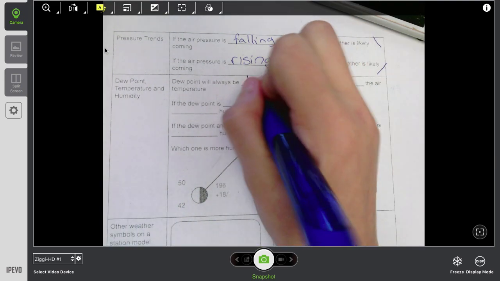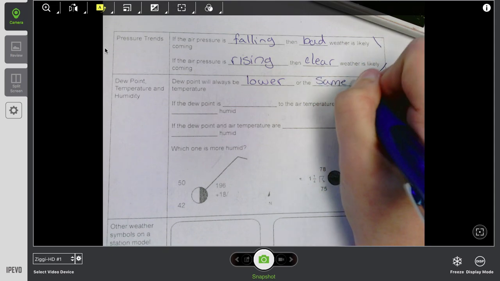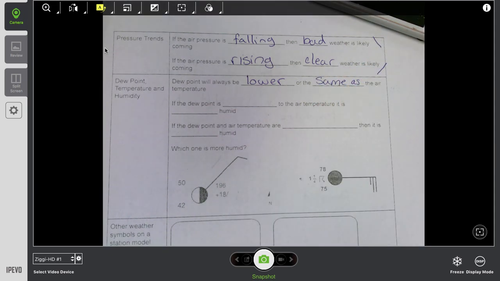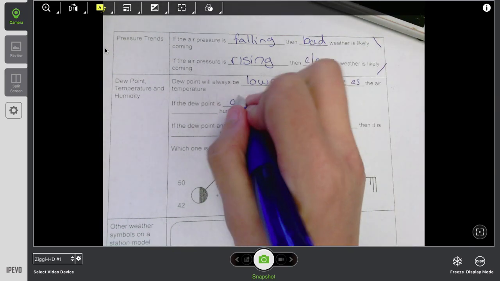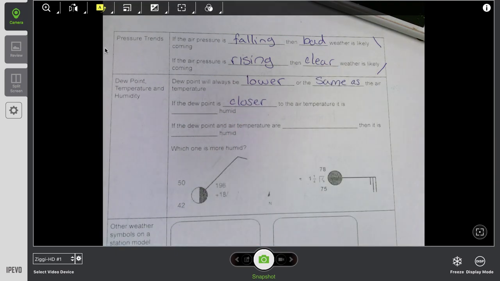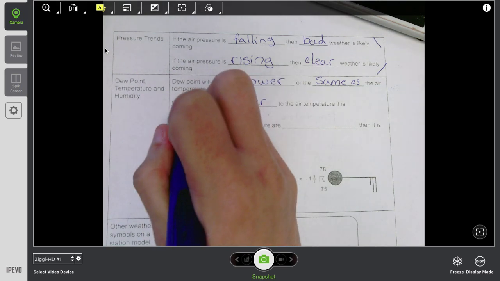Dew point will always be lower than or the same as the air temperature. It will never be higher. That is physically impossible. We can't do that. So your dew point is always going to be lower or the same as. And basically, we went over this yesterday with humidity. If the dew point is closer to air temperature, it is more humid.